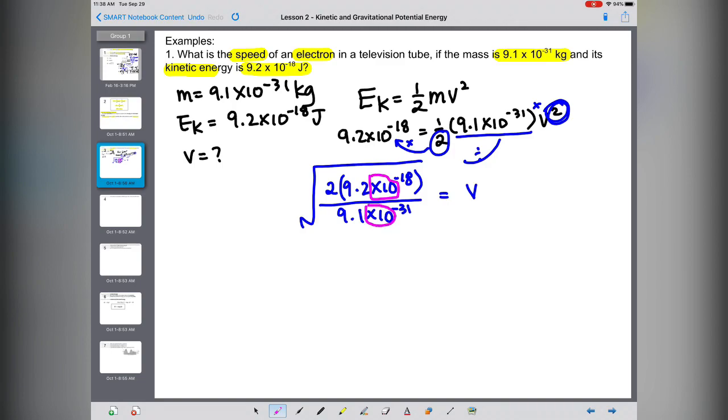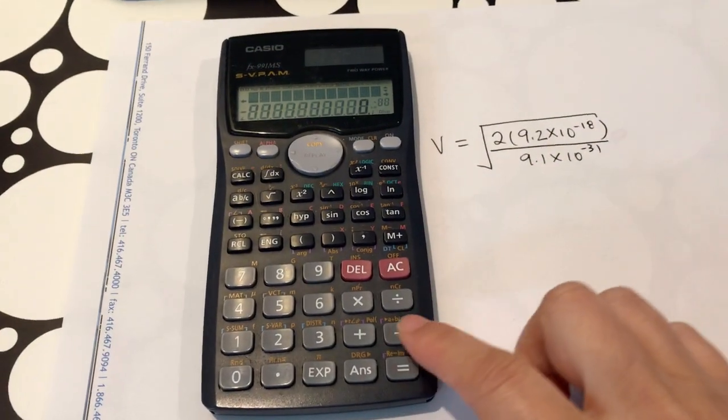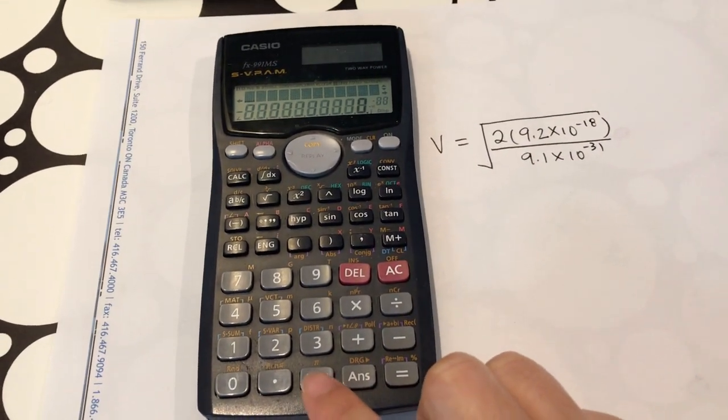Whenever it's times 10, we would replace that with either the EXP button or the EE. Sometimes you have times 10 to the X. Those are the buttons that you're replacing. All right, just to show you, the button is this EXP button right here.